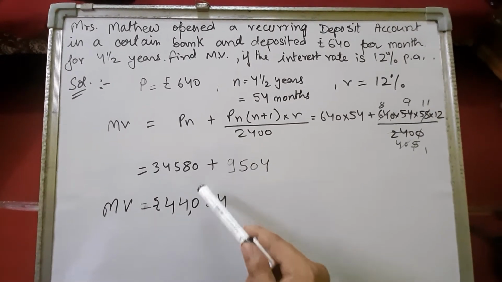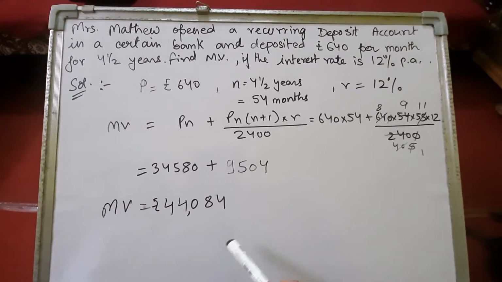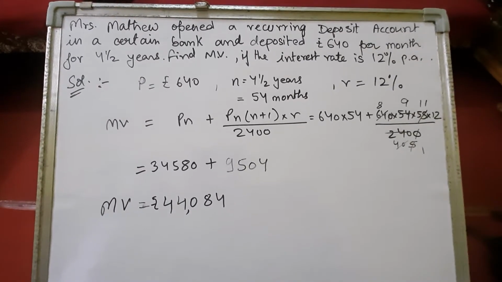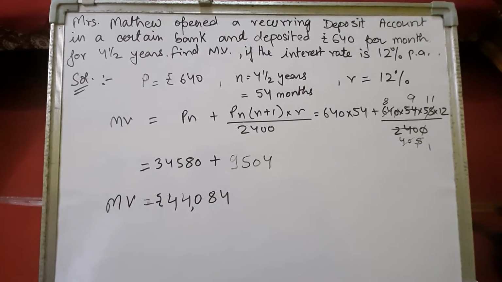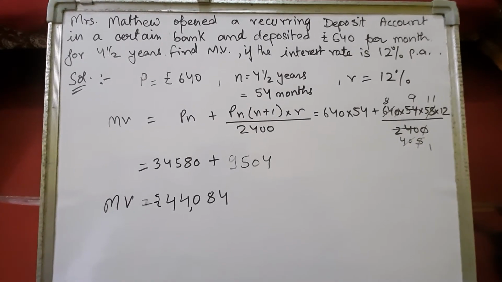Hence the maturity value will be 44084. Right, children? Understood all of you? Please note down.